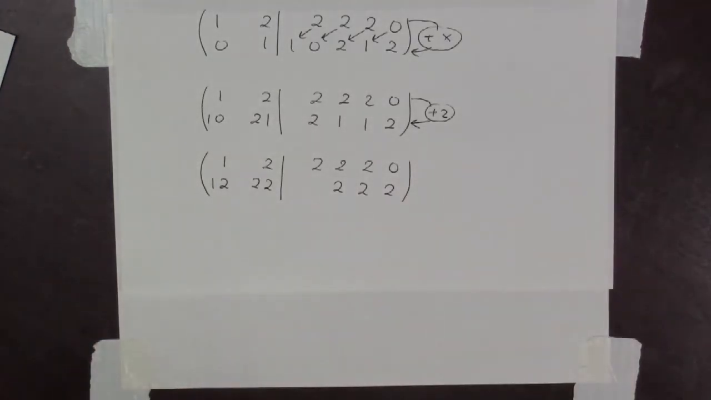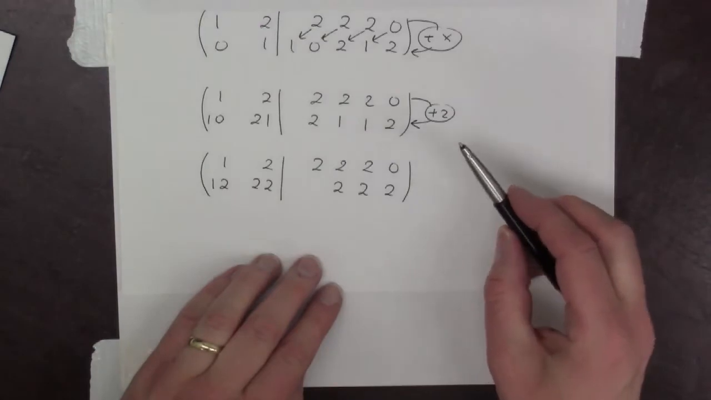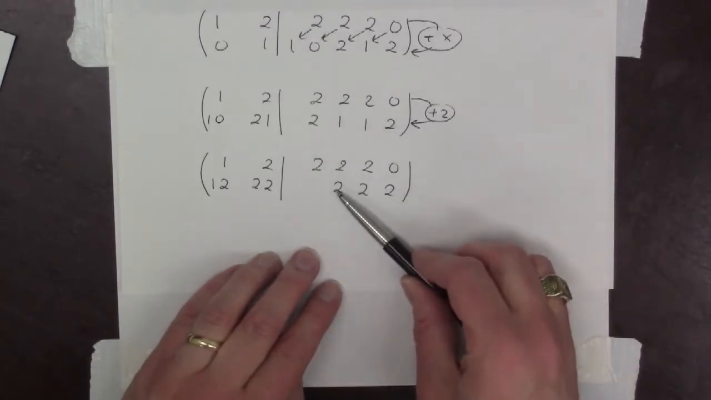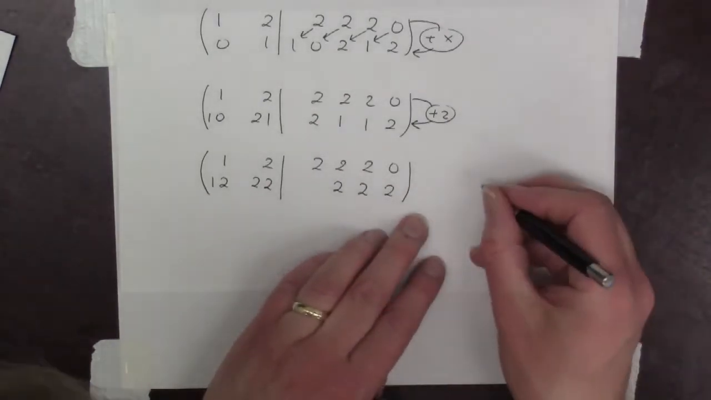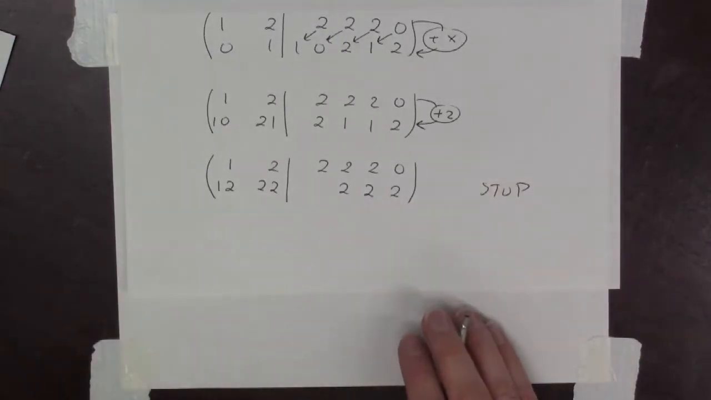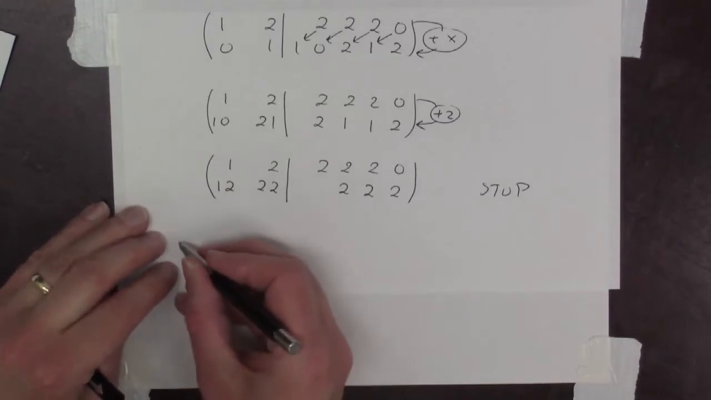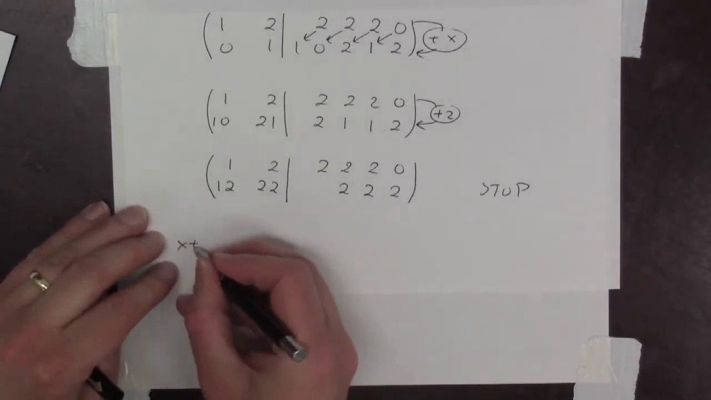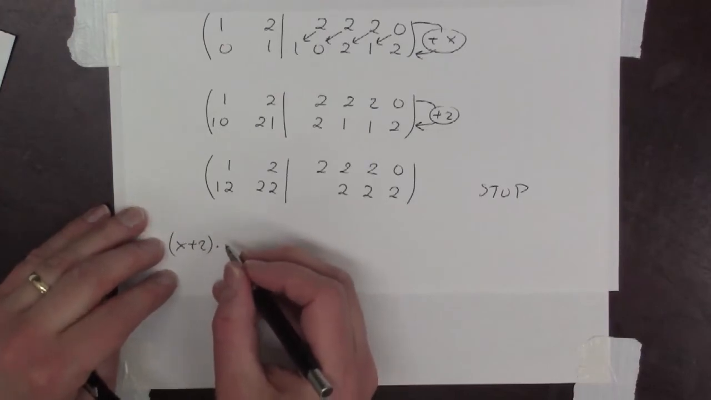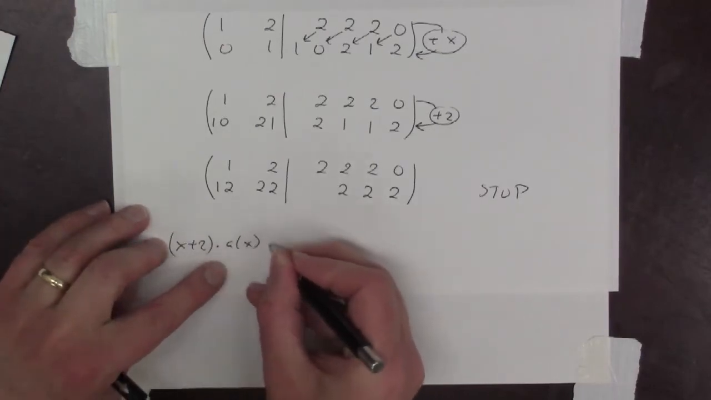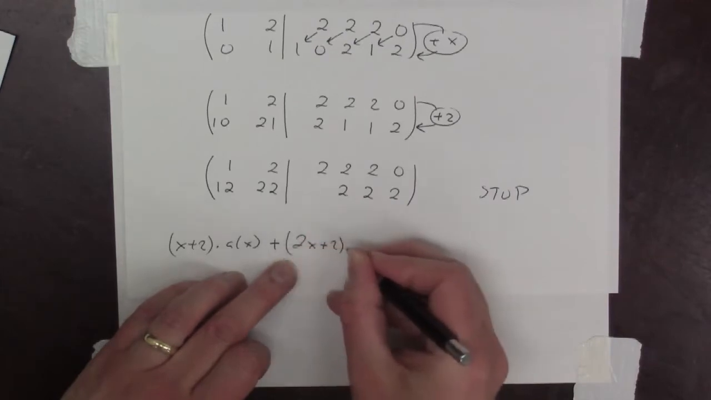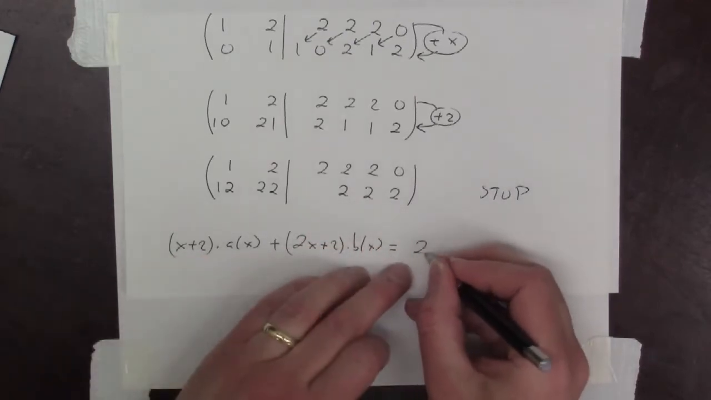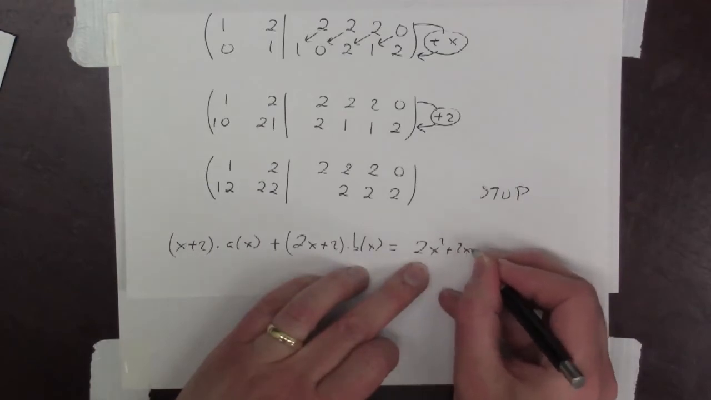Do you notice what happened this time around? Now you see in the next step, if I subtract here, I add this, multiply this by 2 and get here, you see this is the same thing. So this is stop. So, aha! Stop. So what do we know? We know then that this polynomial, x plus 2, times my first polynomial, that was called a of x, plus this polynomial, 2x plus 2, times my second polynomial, we call b of x, we get that's equal to 2x squared plus 2x plus 2.